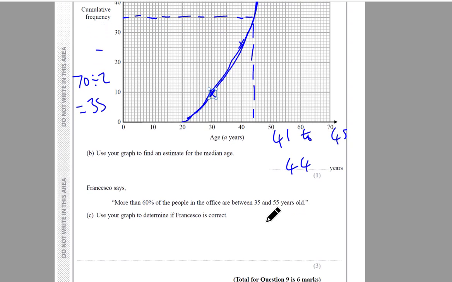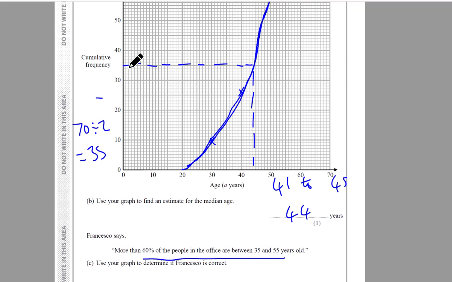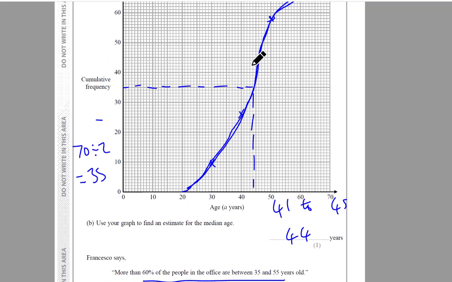Okay. So lots of students do have a problem with this because it's thinking around cumulative frequency. More than 60% of the people in the office are between 35 and 55 years old. Use your graph to determine if Francesco is correct. So let's just mark on 35 people, which is here, and 55. Oh no, 55 years old. So that's the wrong way. Do look at the scale. Worth me doing that just to show you.